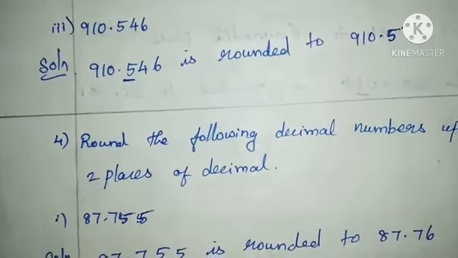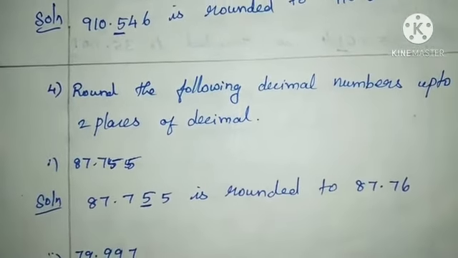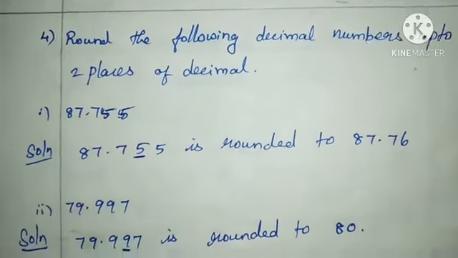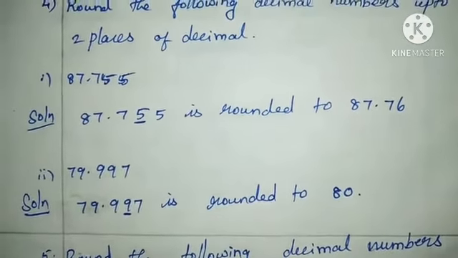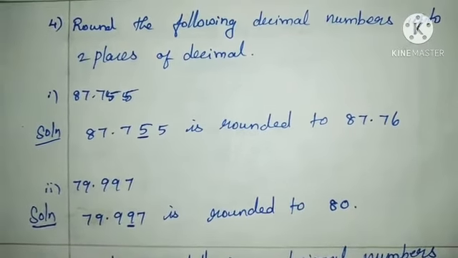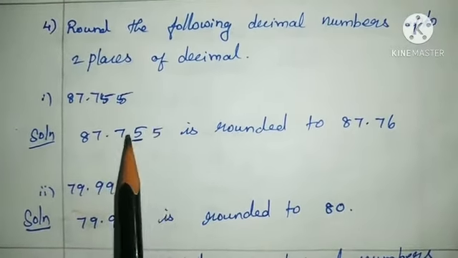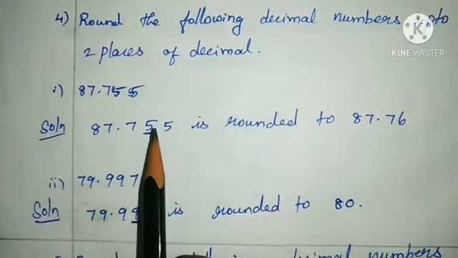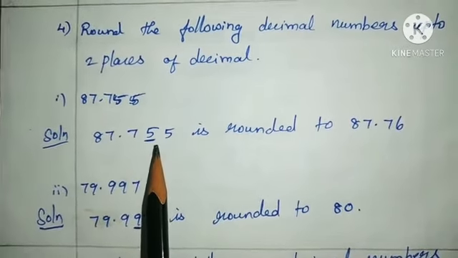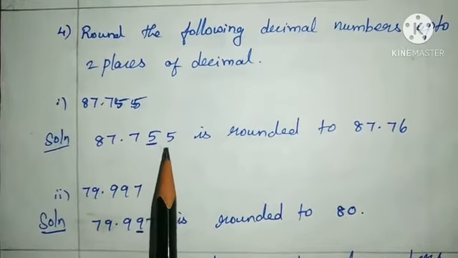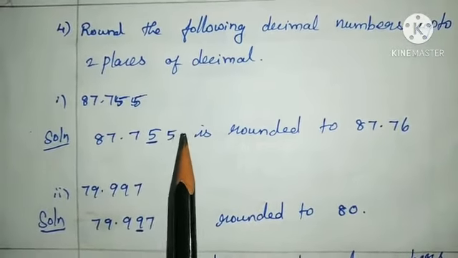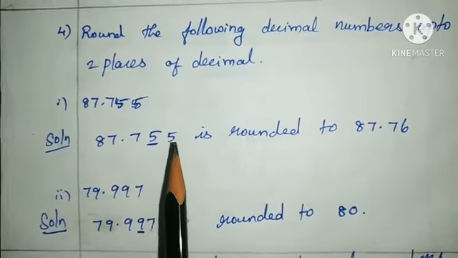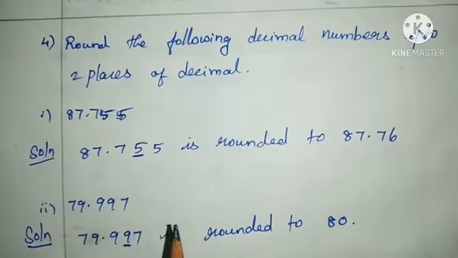Fourth sum: round the decimal numbers up to 2 places of decimal. Two places of decimal means you have to round it to hundredth place value. You have to underline the hundredth place and see the next digit of the underlined number. Then you have to round it. If it is 5 or greater than 5, then you have to add 1. If it is less than 5, then you have to write the number itself.